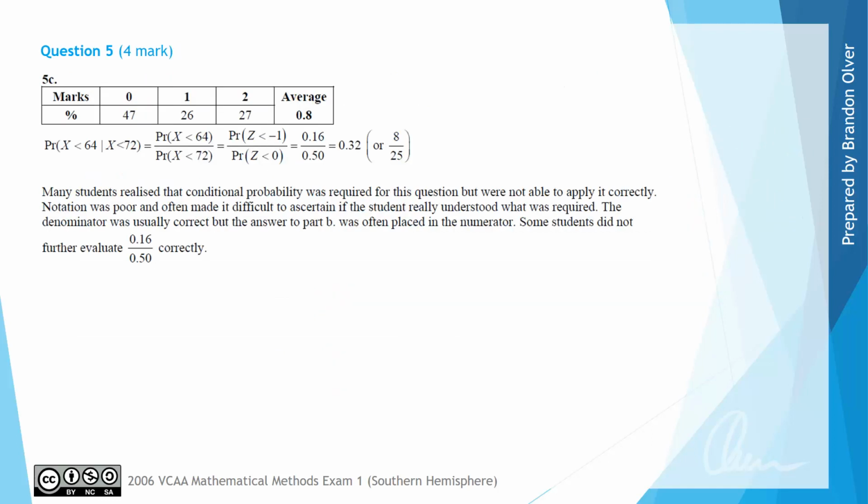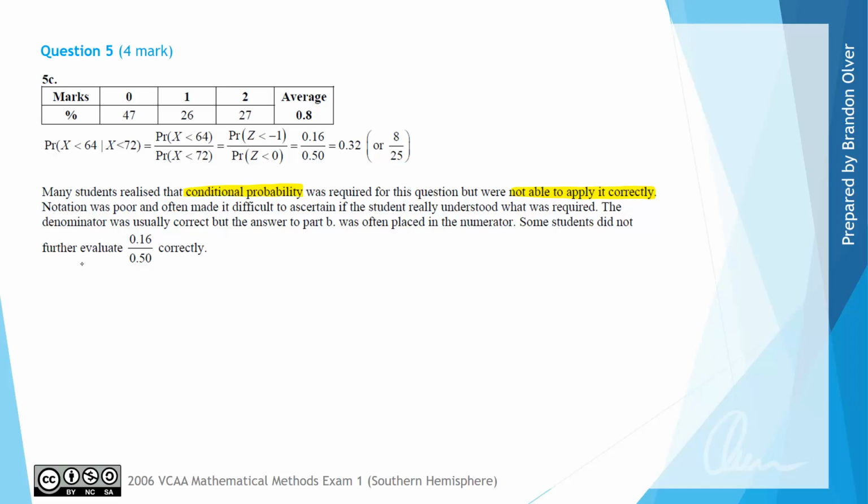Part C was more challenging than the previous two questions, with only 27% of students receiving full marks. Many students realised the conditional probability was required, but were not able to apply it correctly. That is, they couldn't set up the necessary fraction to calculate it. Notation was poor and often made it difficult to ascertain if the student really understood what was required for this question. The denominator was usually correct, but the answer to part B was often placed in the numerator. So students thought that part B related to this, where it didn't.